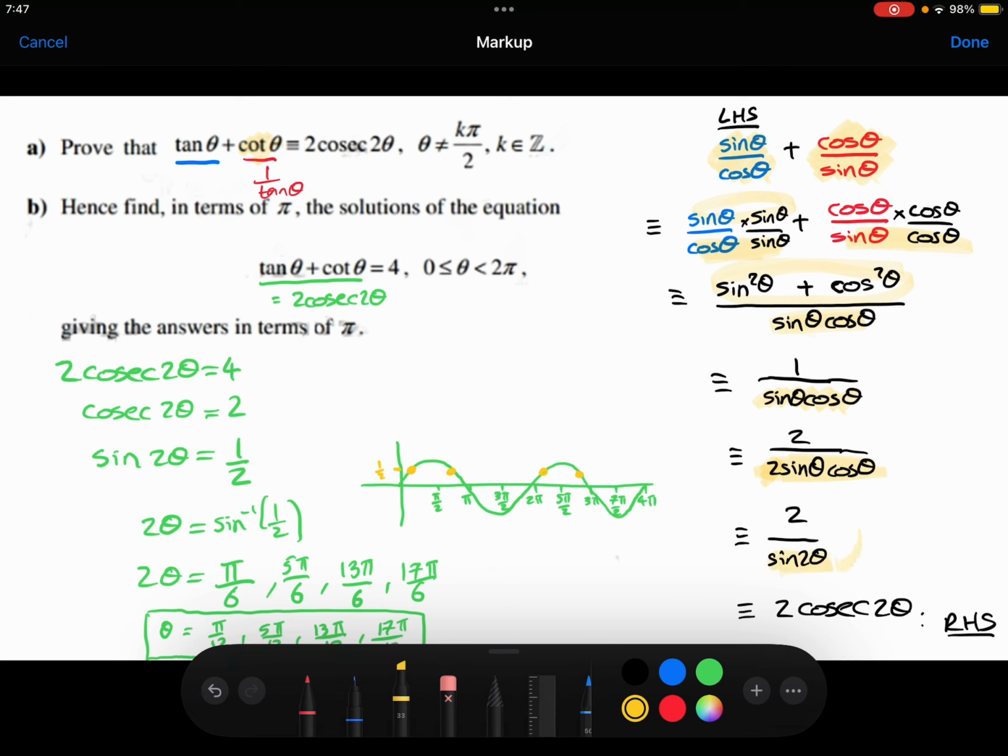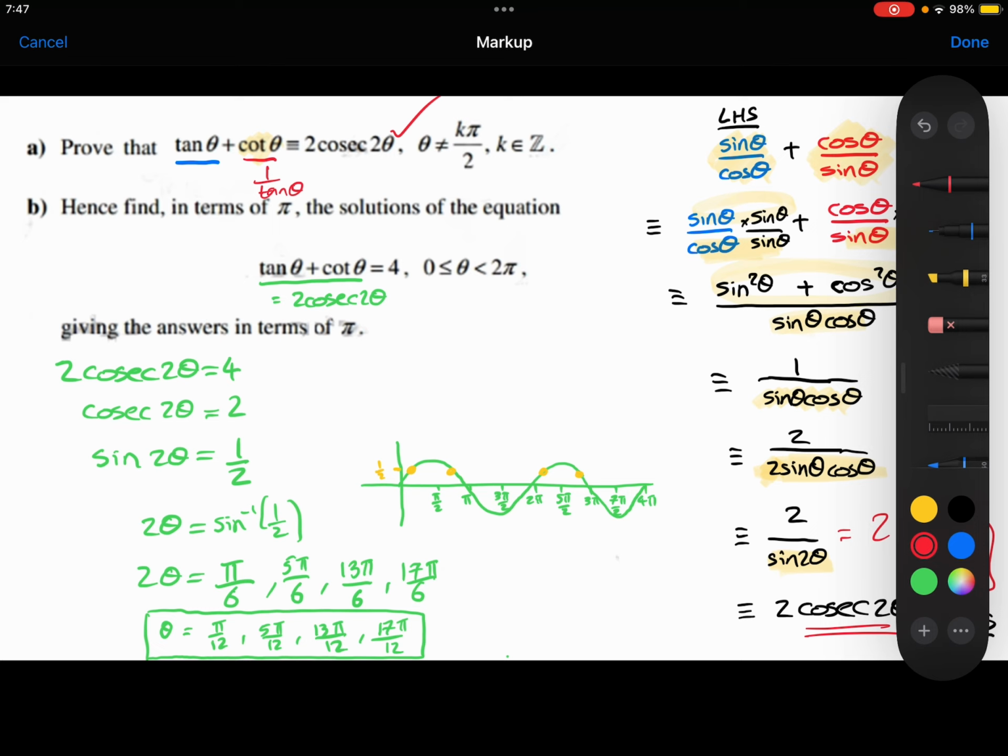And then I can move that sine 2 theta and think of that, because I can think of this as being 2 times 1 over sine 2 theta. And then this 1 over sine 2 theta is the same thing as cosec 2 theta. And that's what we needed to prove. So we've done part A.